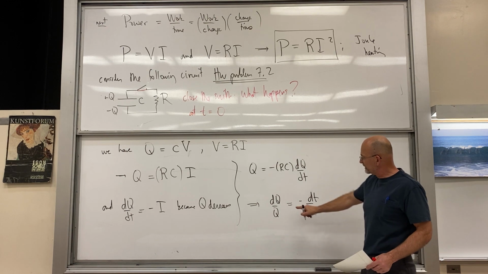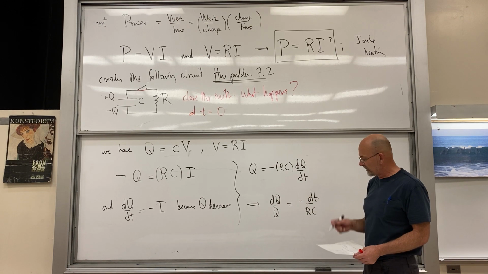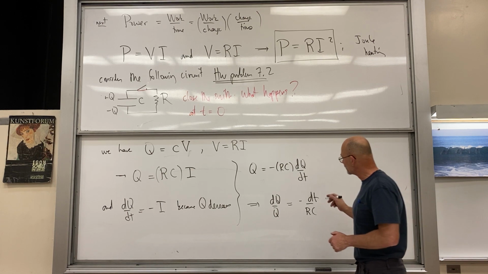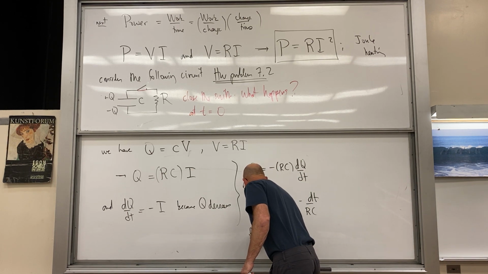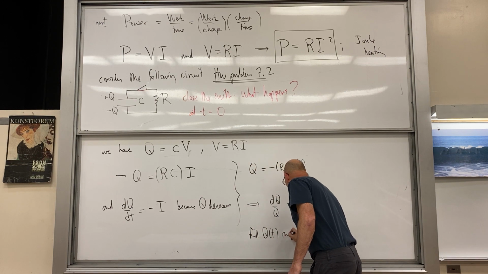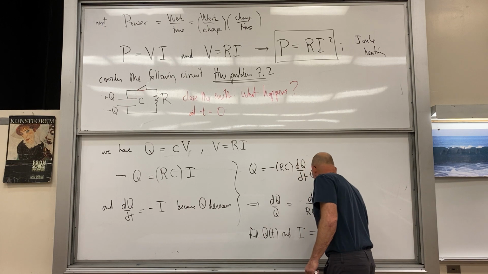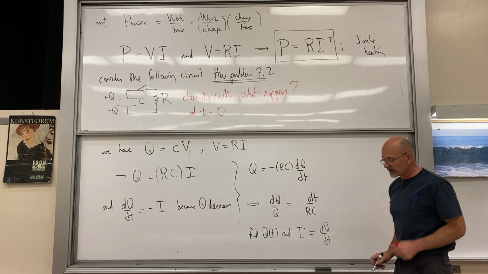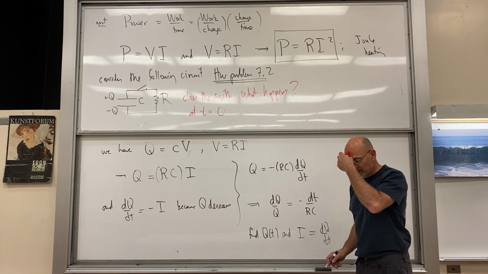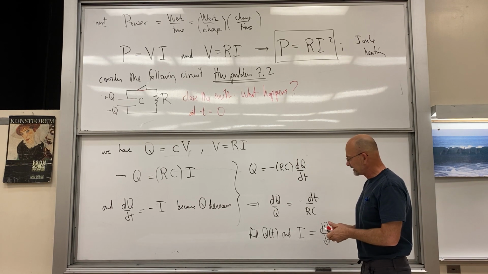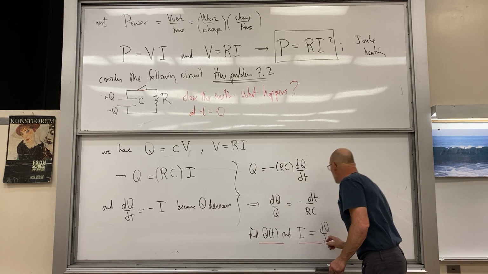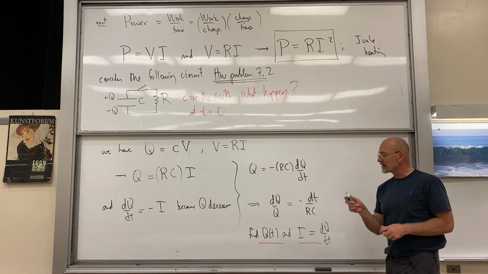And you know, that's enough. I've set that thing up for you. And I'll just write find Q of t and I equals dq dt. So you get those two, you get these two results. And it gets interesting after that.